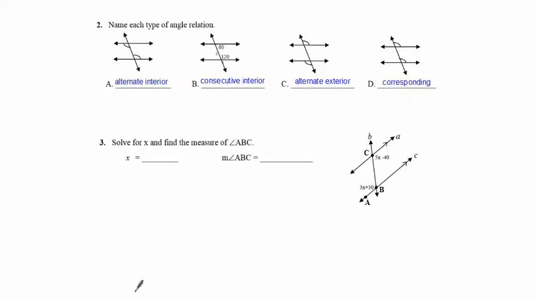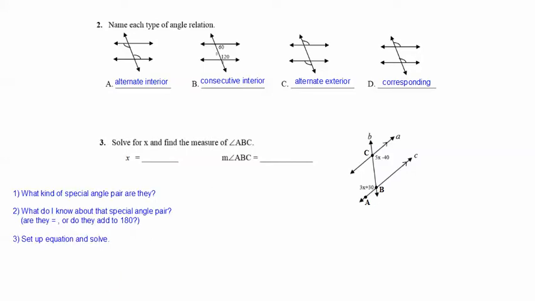In the next problem, they're asking us to solve for x and find the measure of angle ABC. This part's very important. It means that our problem has two parts. We need to make sure we do both parts. In the first part that we need to solve for x, remember those steps that we discussed in class? These are the steps we had seen in class.